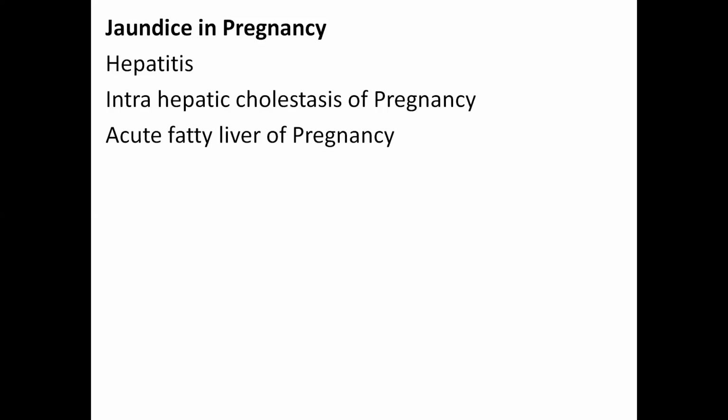Now, another most important cause is acute fatty liver of pregnancy. This is a common disease. It can present with abdominal pain. It can present with vomiting. It can present with polyuria or polydipsia. Polydipsia means increased thirst, or the patient may go into coma, encephalopathy.